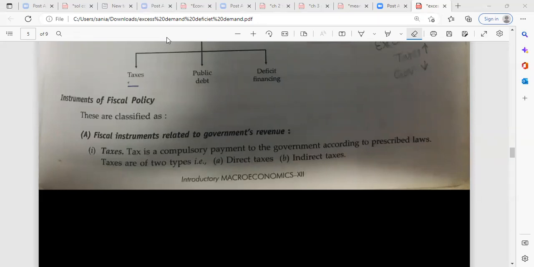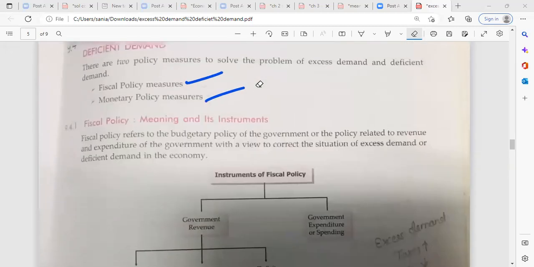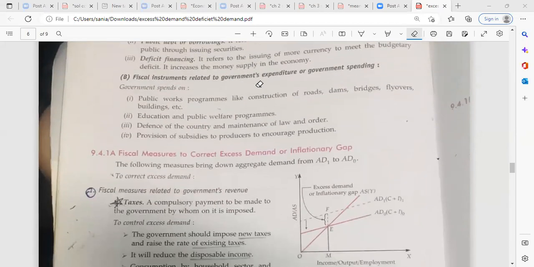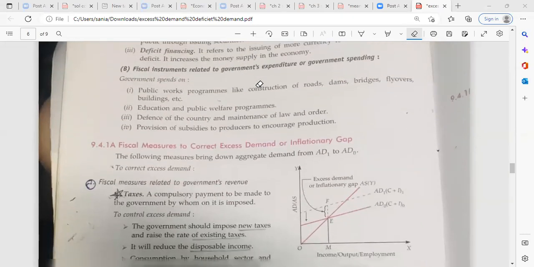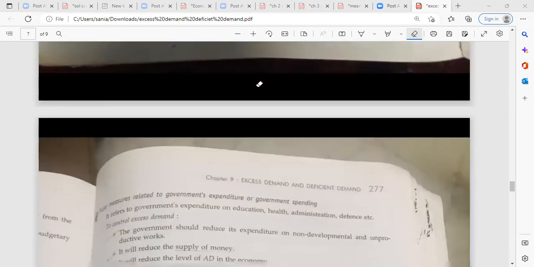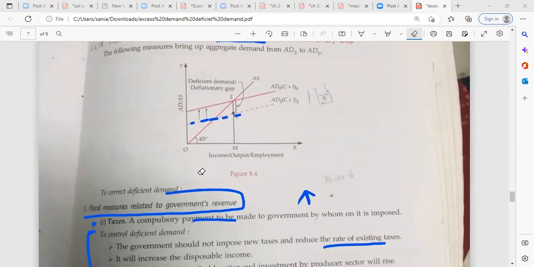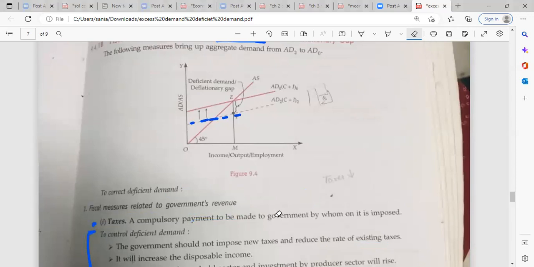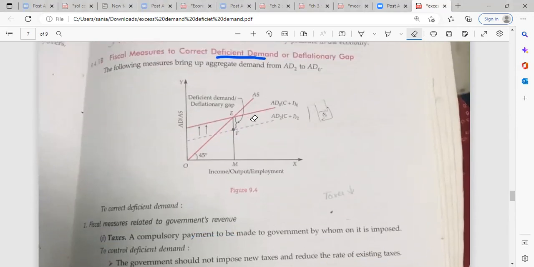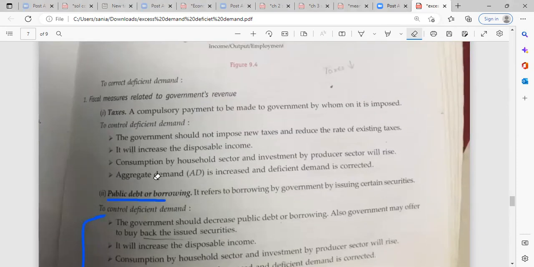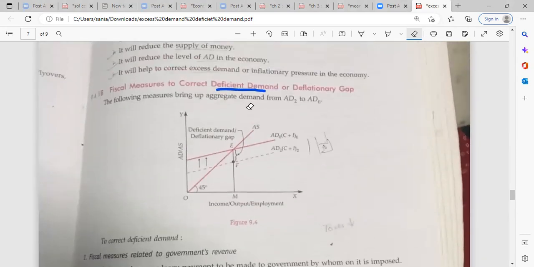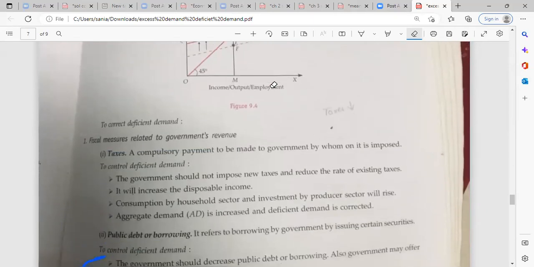Okay, Sanya. Okay, ma'am. So let's just start. We have to cover this. What were we doing in the last class? We started with the deficit demand, right? Ma'am, we were doing fiscal measures. I know, ma'am, public debt or borrowing. Okay. So I think we started deficit demand, fiscal measures for deficit demand.